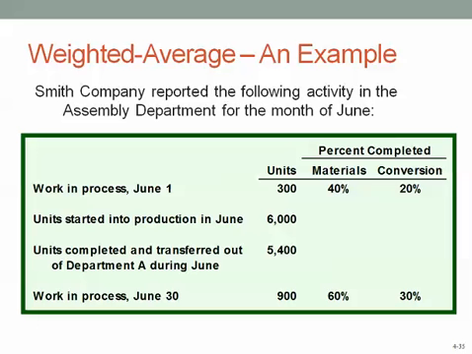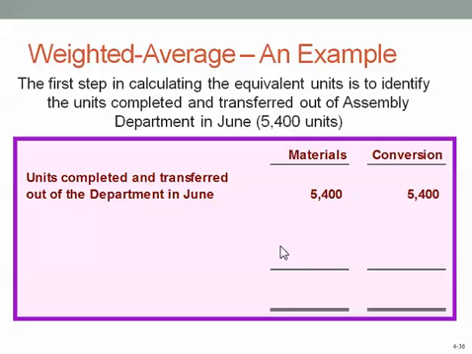June. Remember, the percentage of completion for beginning work in process is unimportant when we're using the weighted average method. So in computing our equivalent units of production, we only need to consider the units that were transferred out and those that were left in ending work in process. The 5,400 units that were transferred out need to have been fully completed with respect to both direct materials and conversion cost, or they wouldn't be transferred out of the assembly department.